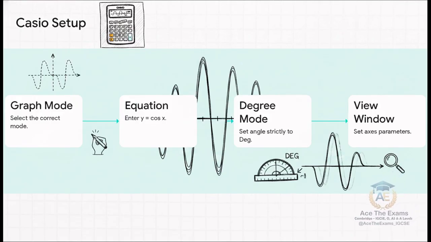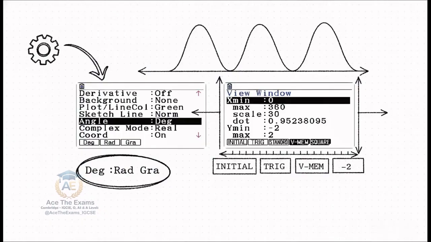For the Casio users out there, setting up your calculator is a strict process. You select your mode, type the equation, but listen to me very carefully on step 3. If your calculator is not strictly in degree mode, your graph will look like absolute garbage. It'll just be a flat line. As you can see on these setup screens, setting the angle to degrees is step 1.